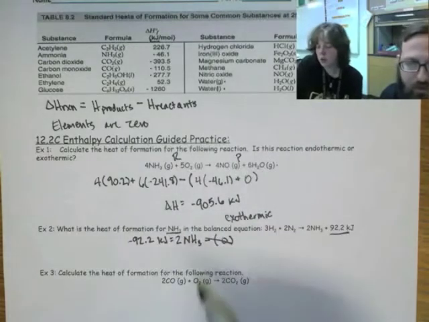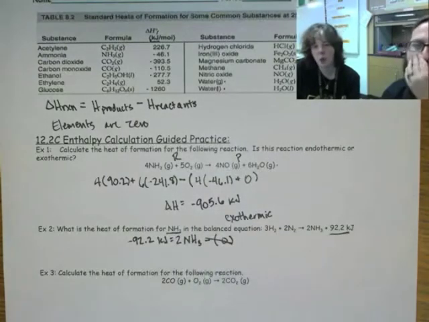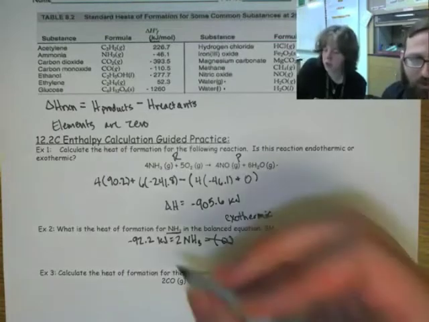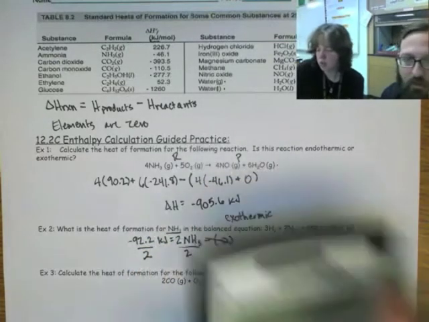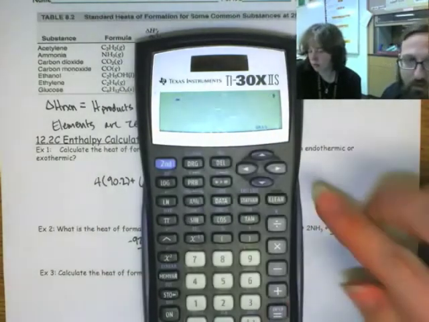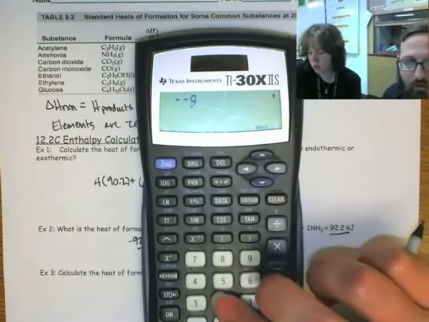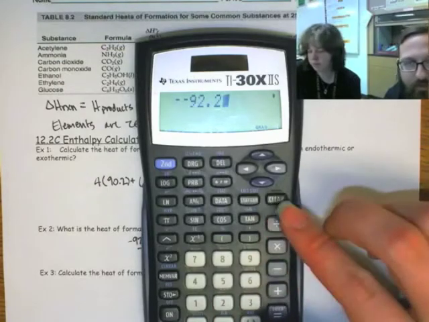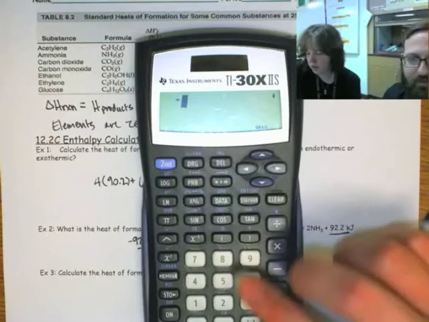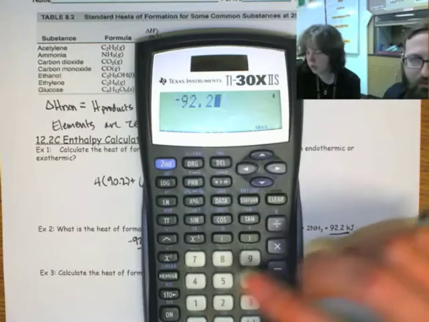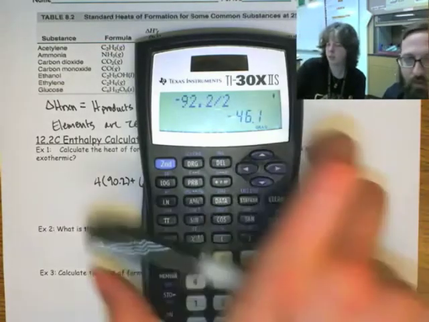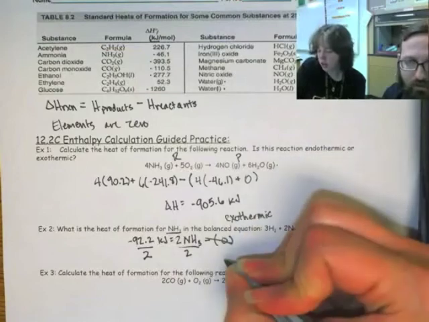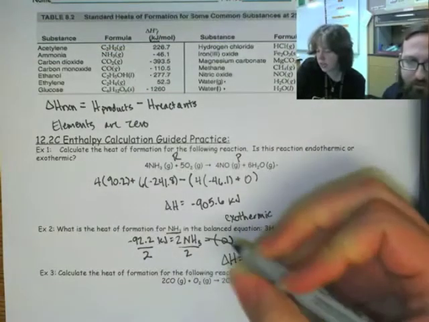So if we're trying to get NH3 by itself, what do we need to do? Well, if I had a 2 in front of my x in algebra, I'd divide both sides by 2. So that's what we're going to do here. Divide by 2. So we're going to have negative 92.2 divided by 2. That gives us negative 46.1. And so that's our delta H for NH3.